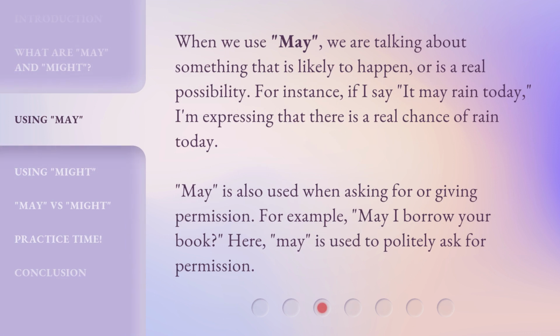When we use may, we are talking about something that is likely to happen, or is a real possibility. For instance, if I say, "It may rain today," I'm expressing that there is a real chance of rain today. May is also used when asking for or giving permission. For example, "May I borrow your book?" Here, may is used to politely ask for permission.